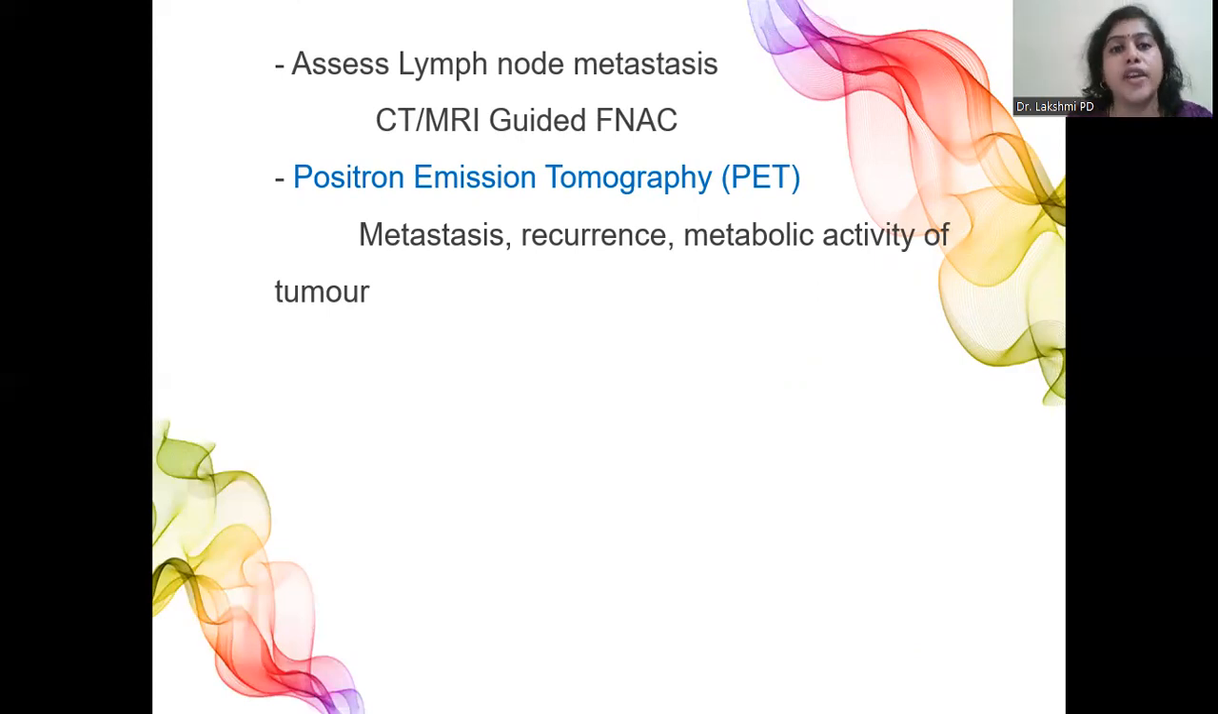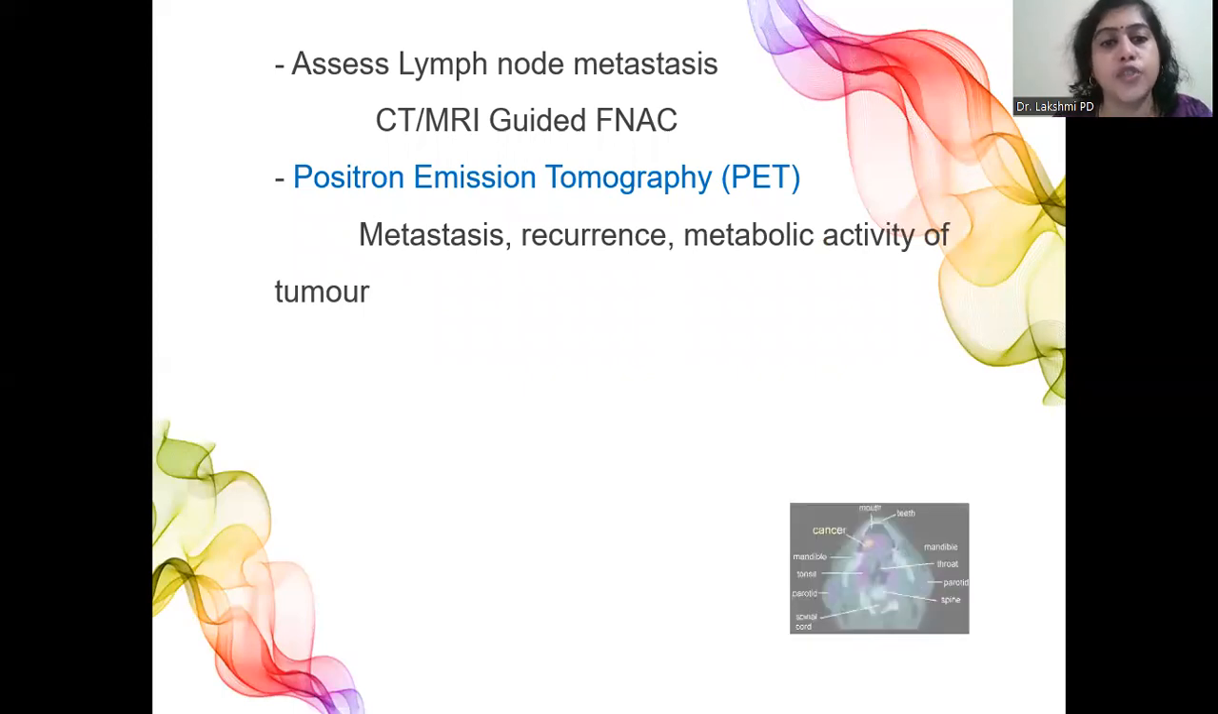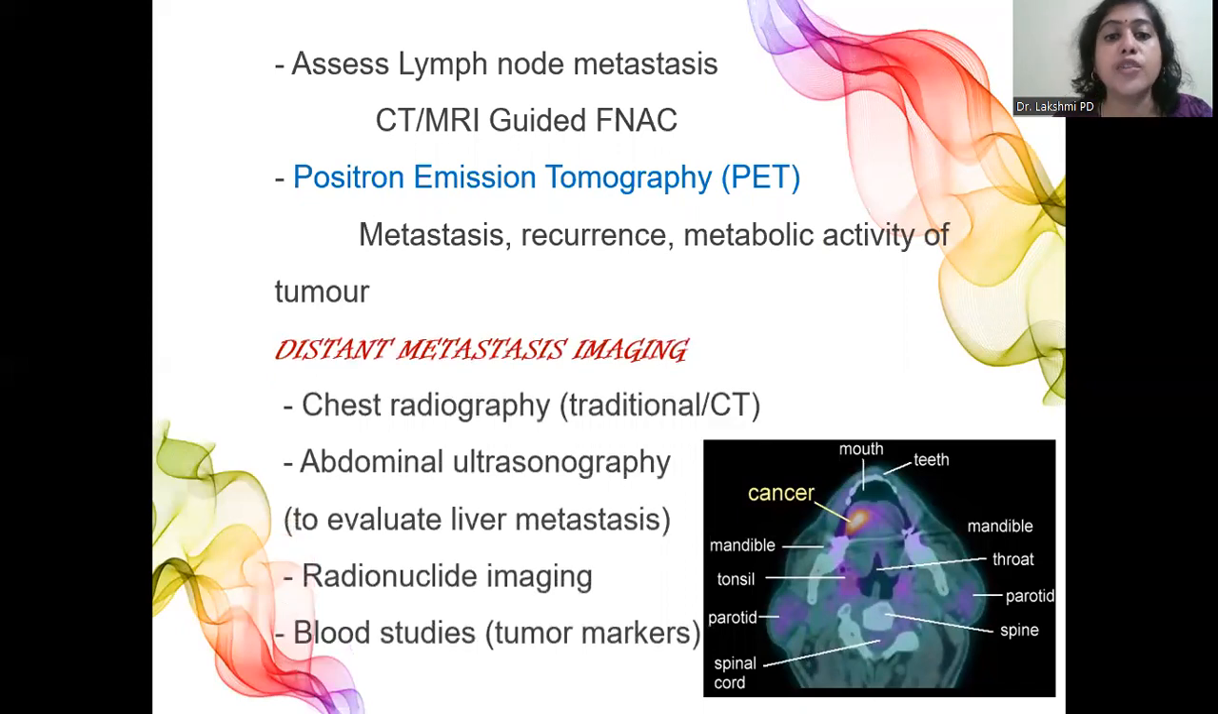PET is indicated when you want to check for any metastasis, full body metastasis, recurrence, and especially to assess the metabolic activity of the tumor. Now, distant metastasis can be assessed by chest radiography or abdominal ultrasonography, radionuclide imaging, as well as blood studies for your tumor markers.